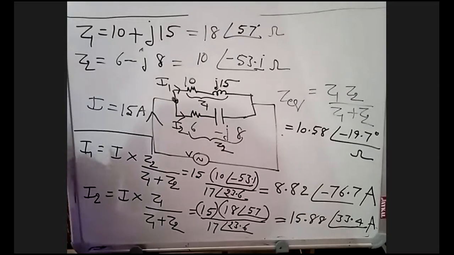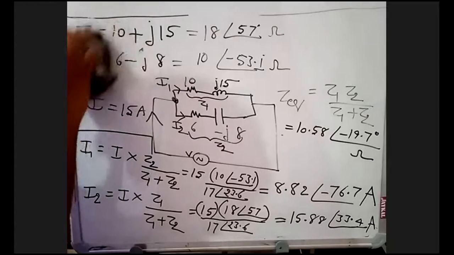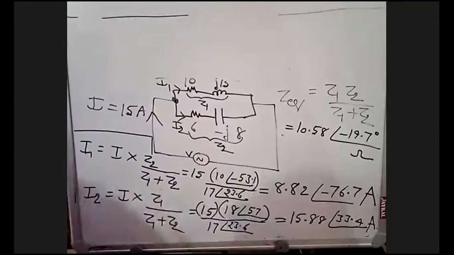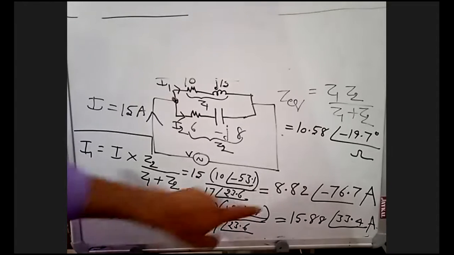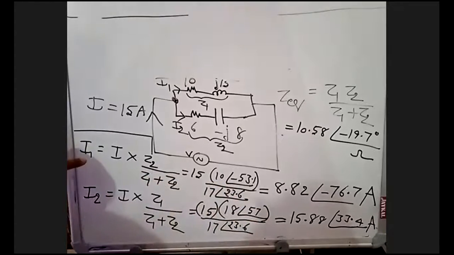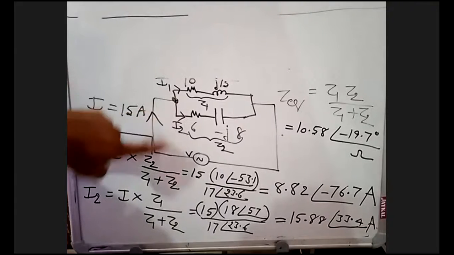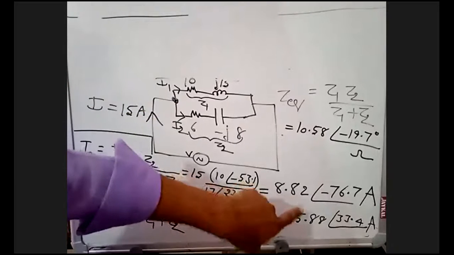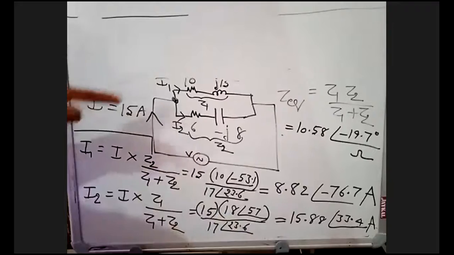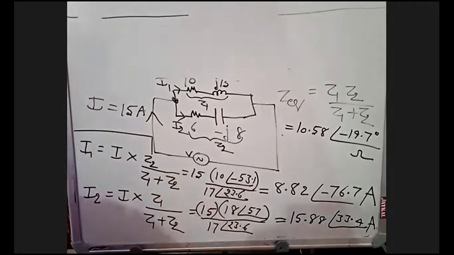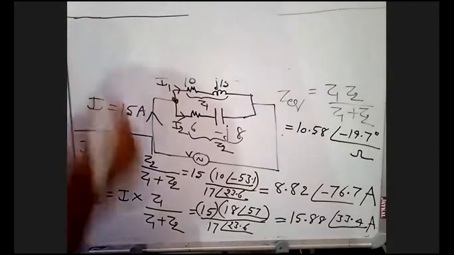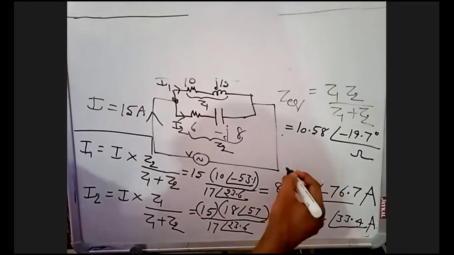Now we have to calculate P1 and P2. But I1 plus I2 must be 15. If you take I1 and I2, it should be 15. I is the resultant of I1 and I2. Convert this into rectangle form, and after that you will get 15. Now convert this I1 into rectangle form.